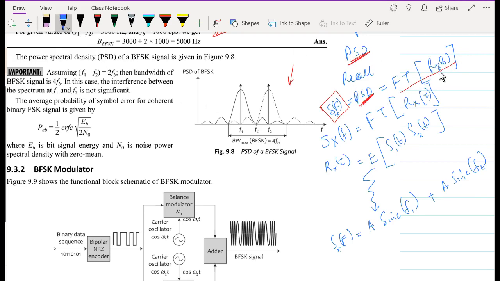So, in this case, the autocorrelation function is of our BFSK signal that has been generated. So this is our BFSK signal. Of course, this is the autocorrelation function, normally you use R. So this is the autocorrelation function of the BFSK signal. And if you remember, the BFSK signal is summarized as S, and S is a combination of S1 and S2. S of t is equal to S1 of t plus S2 of t. That is what we have.